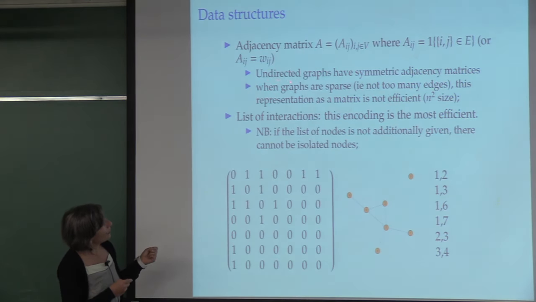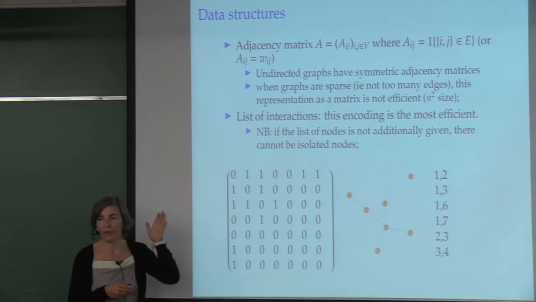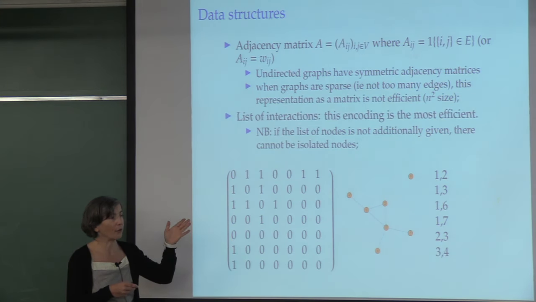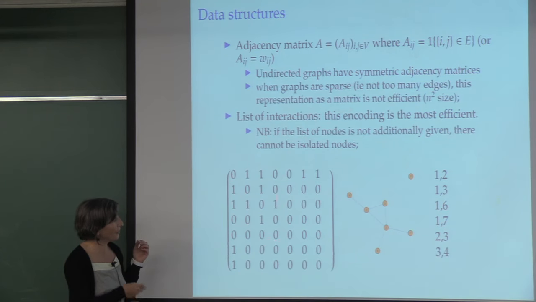So undirected graphs have symmetric adjacency matrices, because if you have an edge between I and J, then you also have the edge between J and I. So this results in a symmetric matrix: that position and that position should be the same.